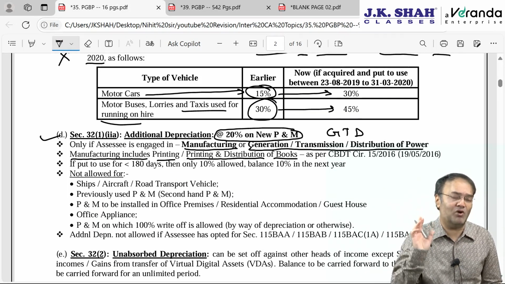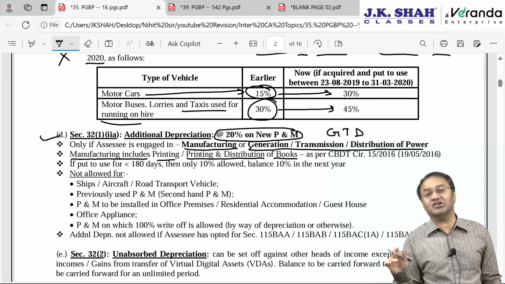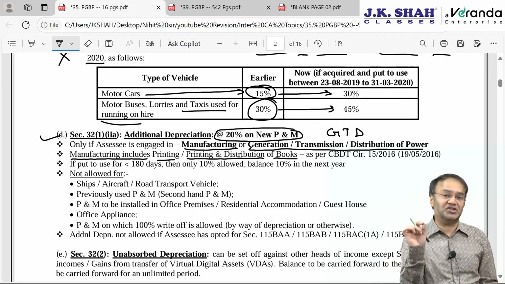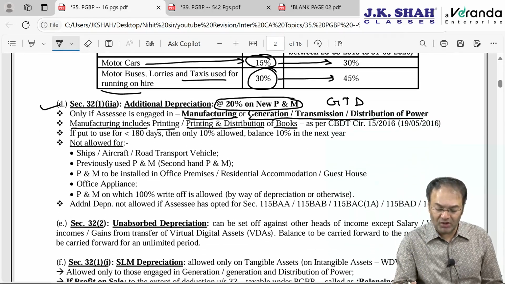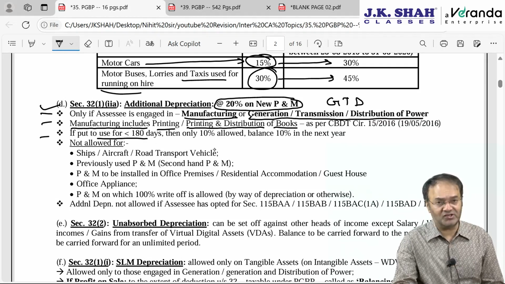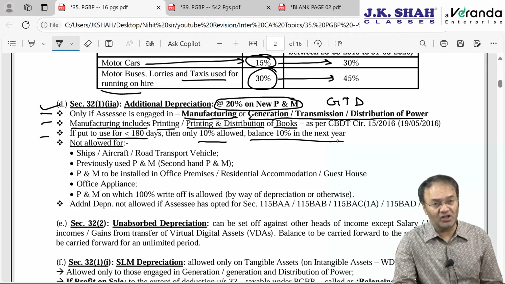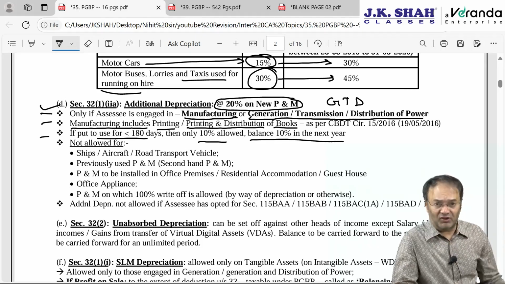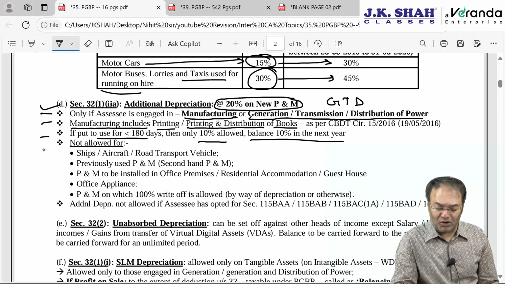Our institute, I have found, its history says, is always interested in asking questions on these tricky points. Okay. If this new plant and machinery is put to use for less than 180 days, then only 10%, that is half of 20%, will be allowed in the current year, and the balance half will be allowed next year.